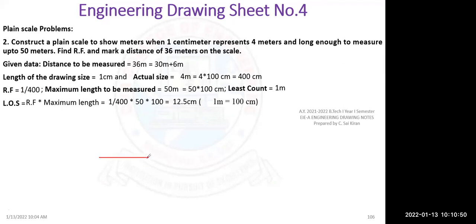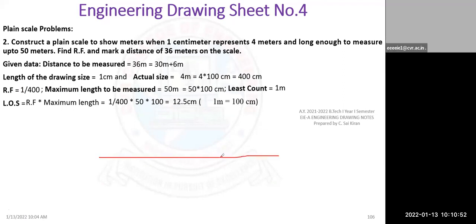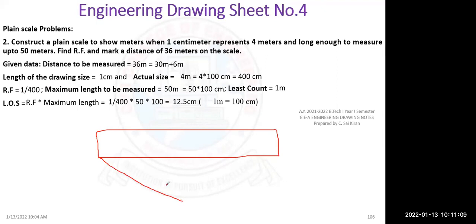Draw a line of 12.5. Draw the line equal to LOS, which is 12.5. Then make it as a rectangle ABCD. And next step. What is the next step?